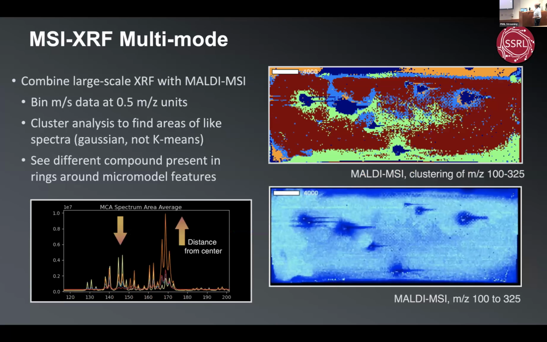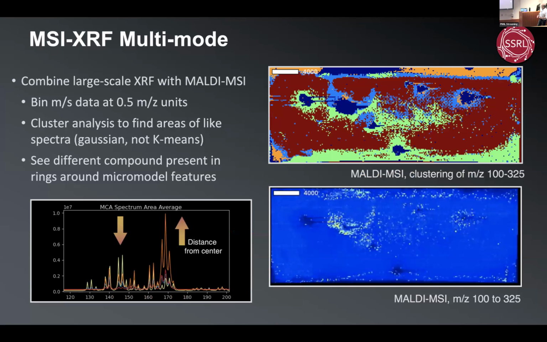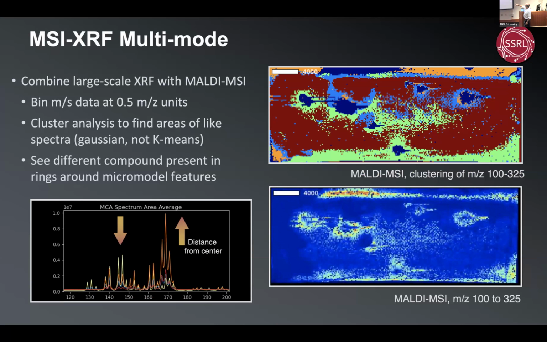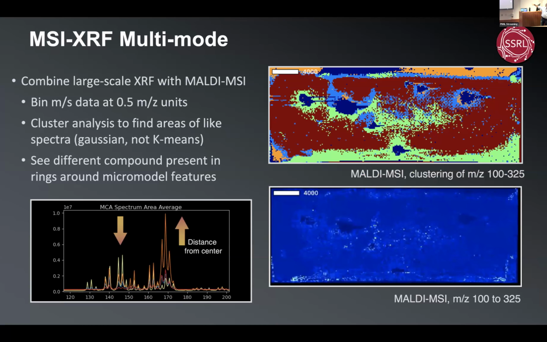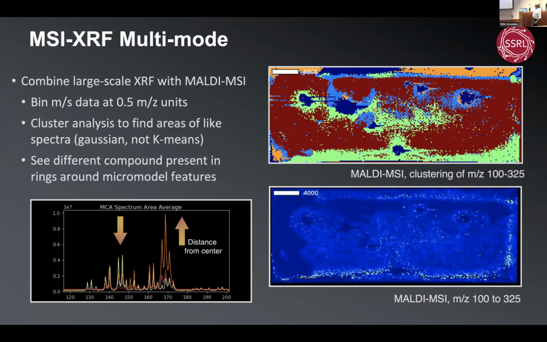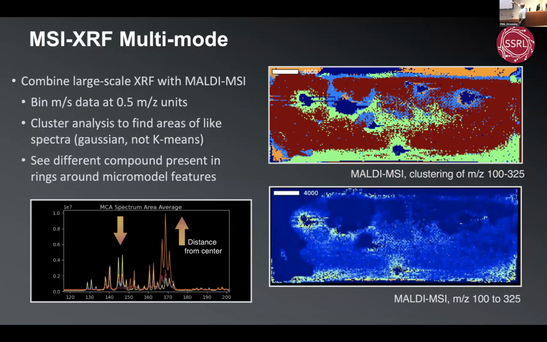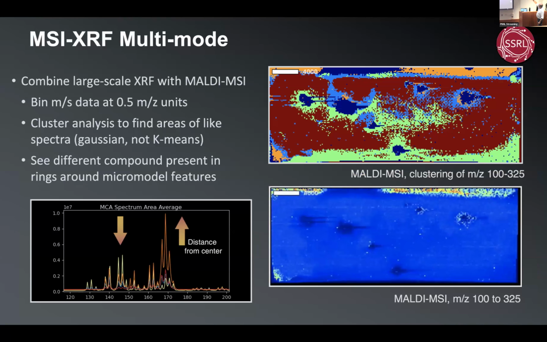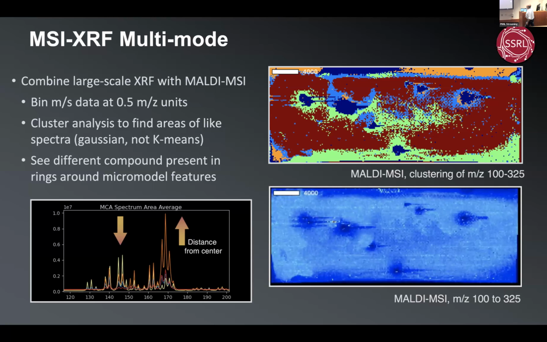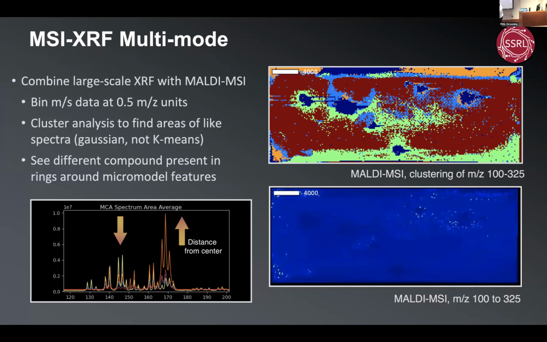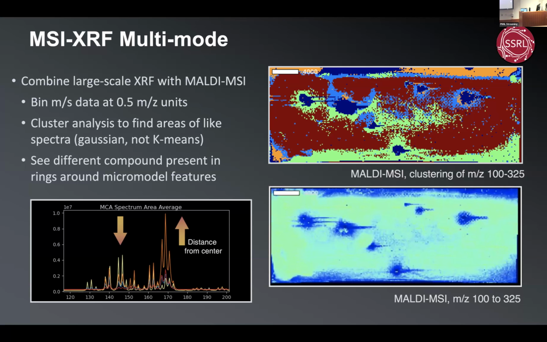And even then, form together a movie of going through m/z. This is from about 100 to 325. And you can kind of see how different compounds are showing in and out of here. I did a clustering on the same region, and you see these little areas around what we think are probably the bubbles in the micromodel, having different compounds in those. And if we look at a coarse distance from the center, you can see that some peaks are going up, some peaks are going down. So we're seeing a nice little trend around the different features in the micromodels.